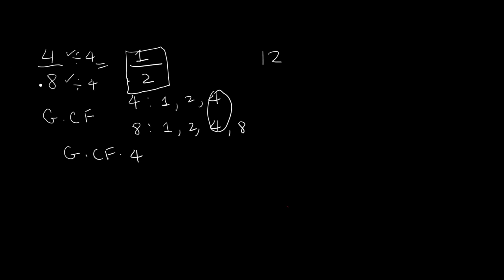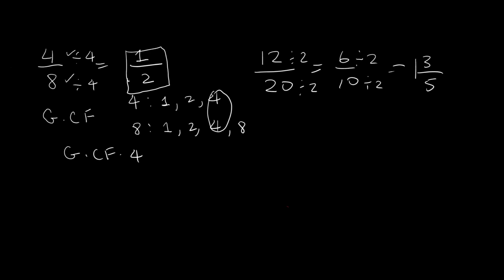Finding the common factor is one way, but also we can start with multiples of 2. 2 can divide 12 and 2 can divide 20. 12 divided by 2 is 6. 20 divided by 2 is 10. But we can still reduce this fraction. We can simplify it further. We use 2 again. 6 divided by 2 is 3, and 10 divided by 2 is 5. So now we reduce the fraction. We simplify it. This method might be long.